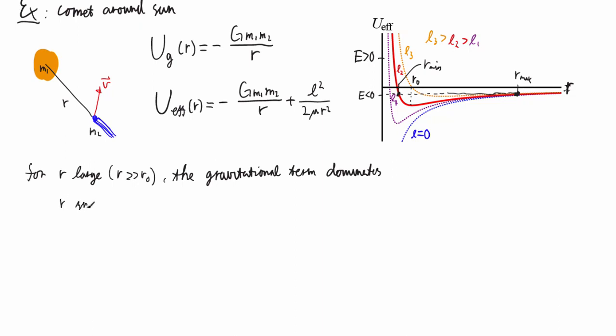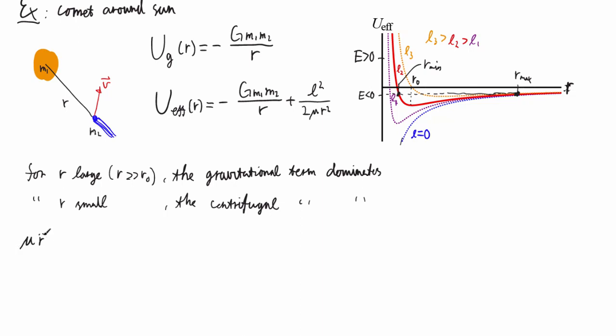And then for R small, the centrifugal term dominates. And this latter thing is true as long as we don't have L equals 0. If we have L equals 0, then there is no angular momentum in the system. Essentially, the two objects are headed for a collision course, and the effective potential energy just becomes more and more negative as the distance between the particles, or the planets, or comets, or whatever it is, becomes smaller and smaller. Now let's take a look at the equation of motion again.